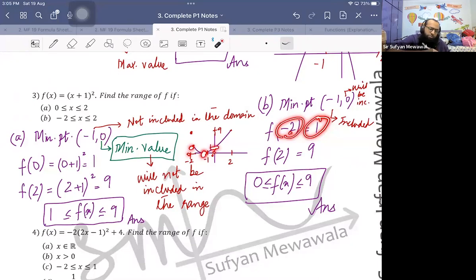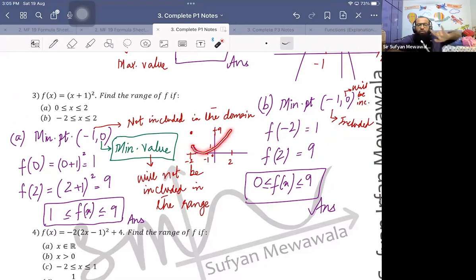So when we substitute 0, it's a 1. When we substitute 2, it's a 9. So -2, 1, x -2, y is 1. Minimum point -1, 0, 0, 1, 2, 9. We have got 4 points, 1, 2, 3, and 4. So for part number B, this entire curve is applicable.